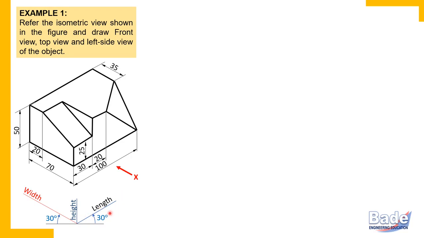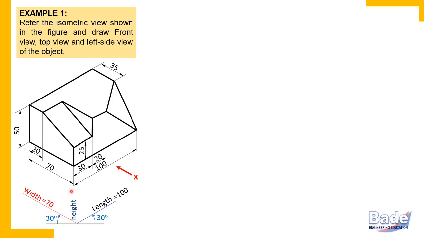Now check all dimensions parallel to the length axis. So 100 millimeters, 30 millimeters, 20 millimeters. Now check what the overall length of the object is. Overall length means from the left end of the object to the right end of the object. This is the left end and this is the right end. From left end to right end, the length is directly given as 100 millimeters. So the overall length of this object is 100 millimeters.